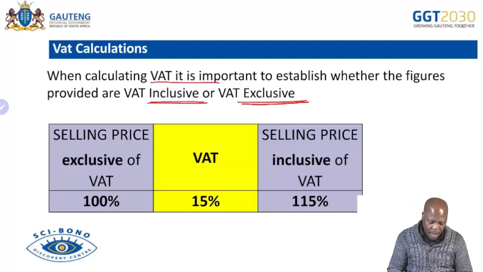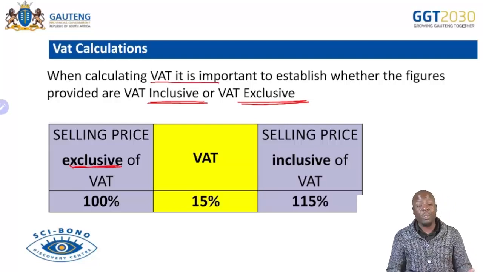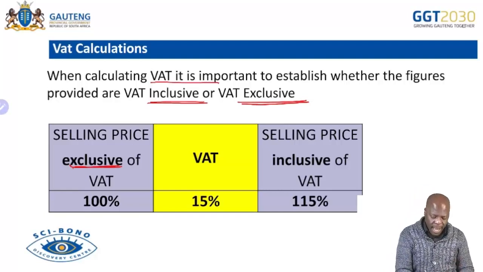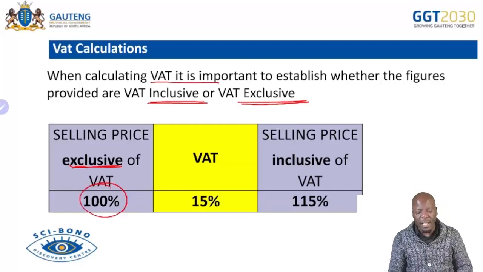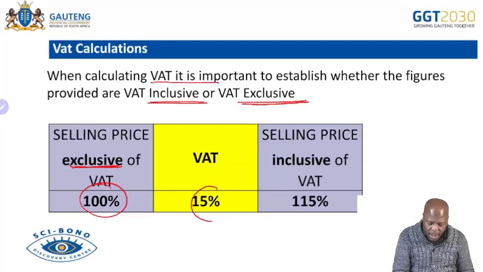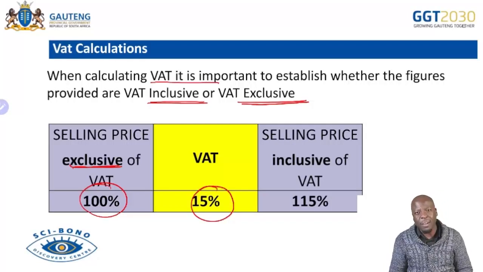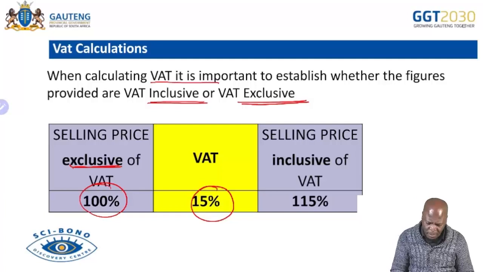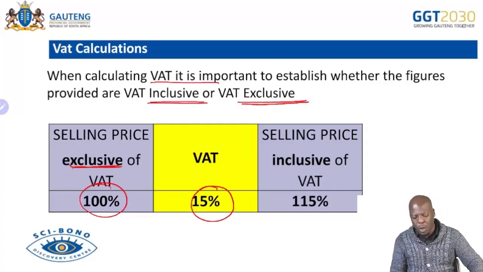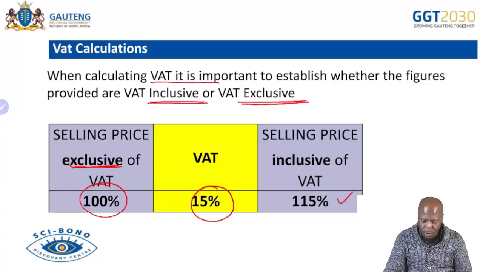As you can see here, whenever we have a selling price that is exclusive, it means it does not include VAT. So a selling price that is exclusive of VAT is 100%. Then our VAT is 15%. You also have what we call selling price that is inclusive of VAT, which becomes 115%. Already here you can see where it's coming from.